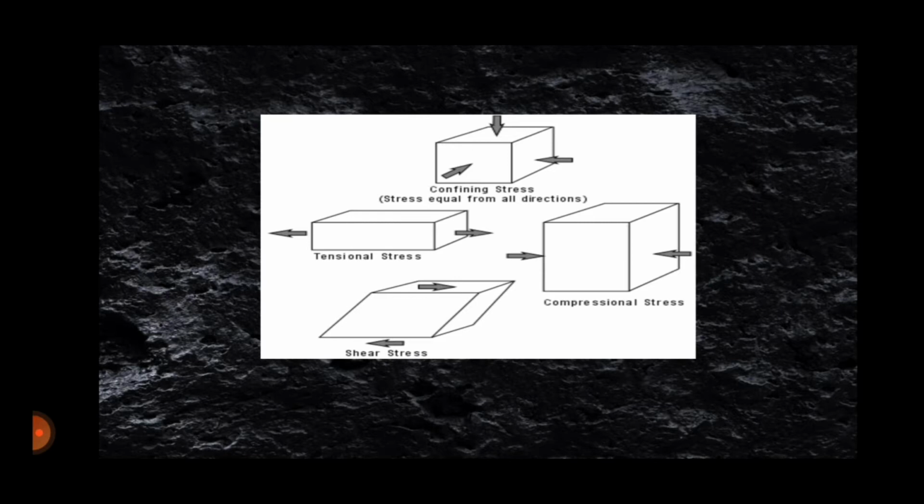Next is compressional stress, which squeezes rock. Next is shear stress, which results in slippage and translation. As we can see in the picture, shear stress has slippage. When rocks deform, they are said to undergo strain. A strain is a change in size, shape, or volume of a material.